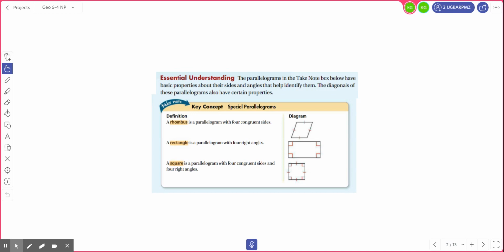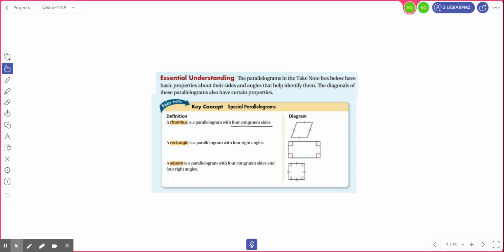The parallelograms in the box here have basic properties about their sides and angles that help identify them. The diagonals of these parallelograms also have certain properties. So here are three types of parallelograms. Rhombus just means all the sides are the same length. It has four congruent sides.